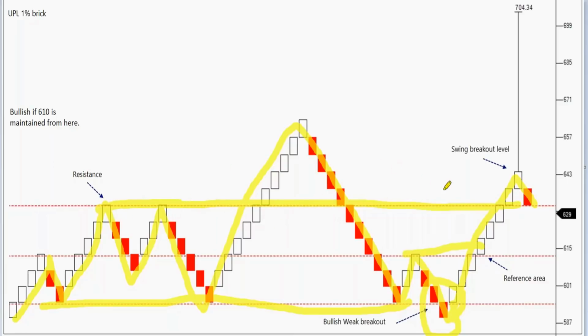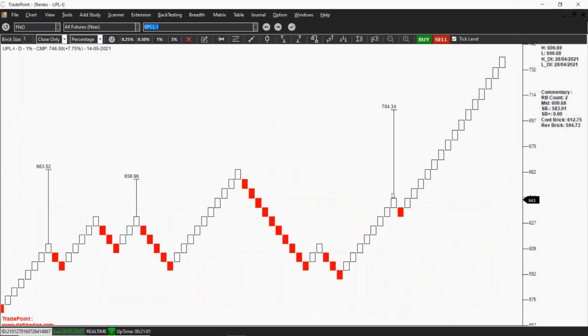So this is a significant breakout level. So this becomes your reference area. Unless price now comes below this, it remains bullish. And then if price goes above this, it is like another bullish swing breakout, right? So as I said, if price remains above 610, it is bullish from here. And this extension of 704 was active, and this happened after it, right? So this was the reading. There were a couple of other things why I was looking at UPL. I'm going to discuss that as well.